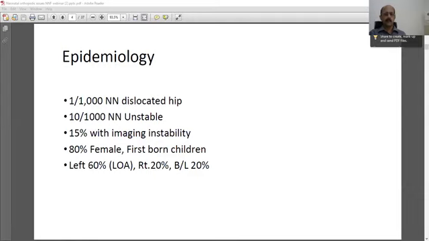Coming to the epidemiology of DDH, it's not so very uncommon. One in 1,000 neonates have some degree of dislocated hip. But if we stretch our definition to a clinically unstable hip, then it comes to 10 per 1,000. And if we further extend our definition to pick all the hips which are even imaging-wise unstable, with some degree of unsure findings in ultrasound, then it comes to a whopping 15%, which is a huge number.